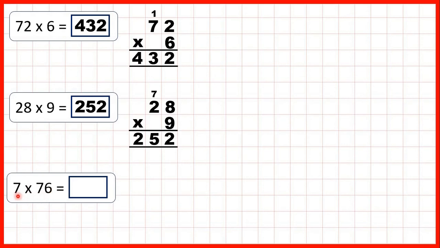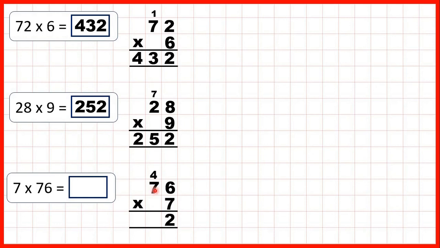Now we have 7 times 76. Although the single digit number is written first, remember with multiplication, order doesn't matter, so we can set the question out in exactly the same way as we've done above, so with our 2-digit number, the number with the most digits, on top. Again, we need to multiply our ones digit first, and 6 times 7 is 42, so that's 4, 2, with the first digit above the next place value column along.